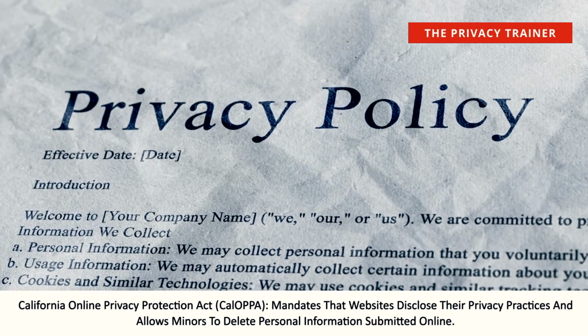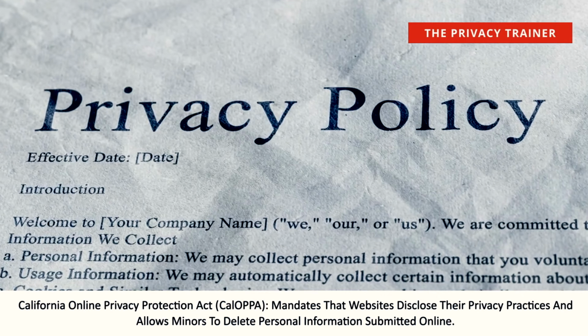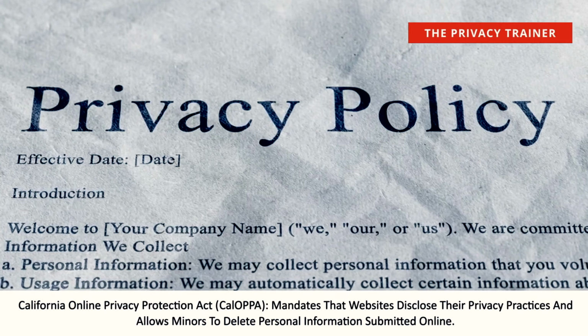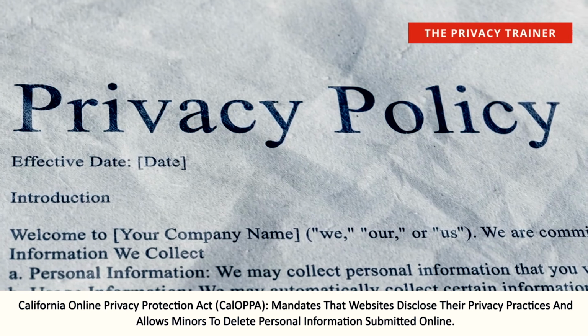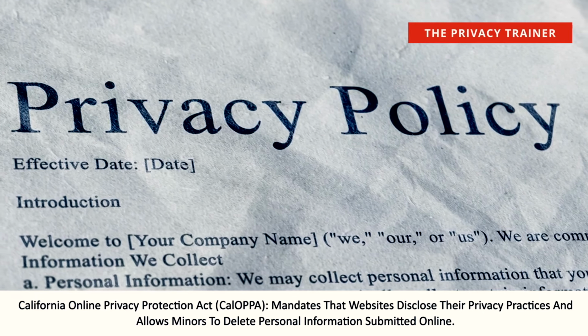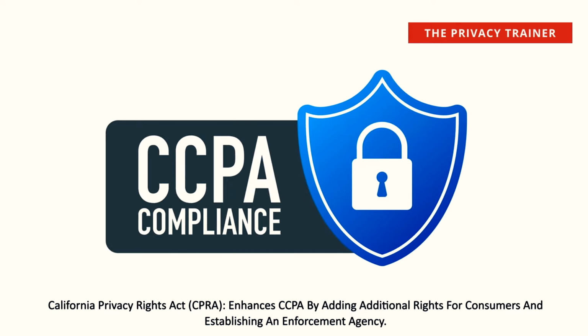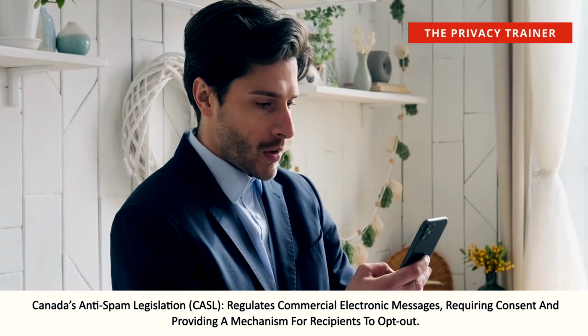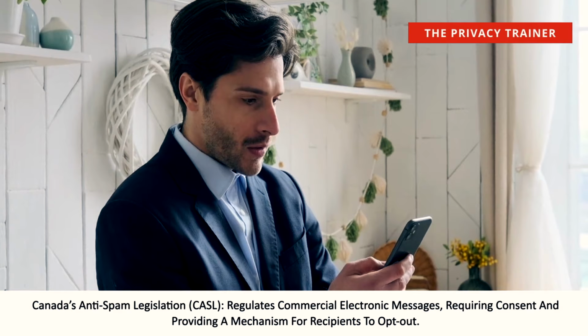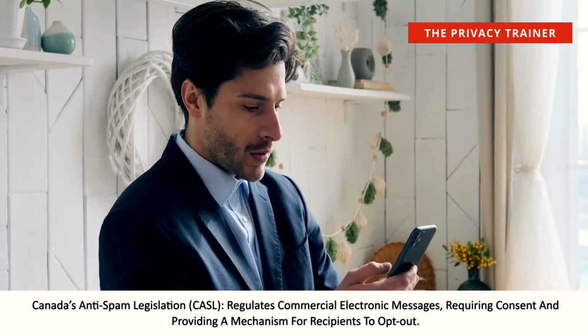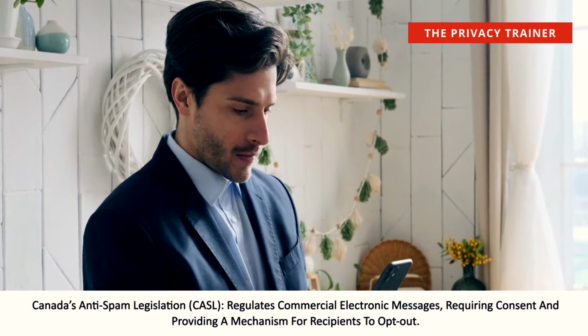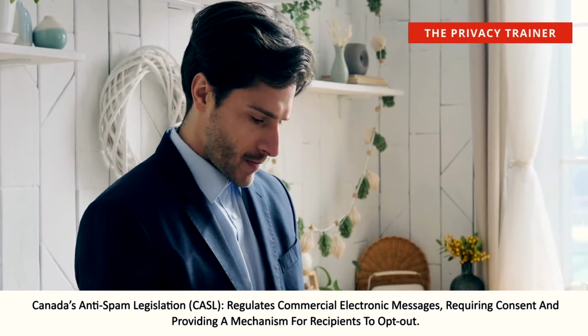California Online Privacy Protection Act, CalOPA, mandates that websites disclose their privacy practices and allows minors to delete personal information submitted online. California Privacy Rights Act, CPRA, enhances CCPA by adding additional rights for consumers and establishing an enforcement agency. Canada's anti-spam legislation, CASL, regulates commercial electronic messages, requiring consent and providing a mechanism for recipients to opt out.